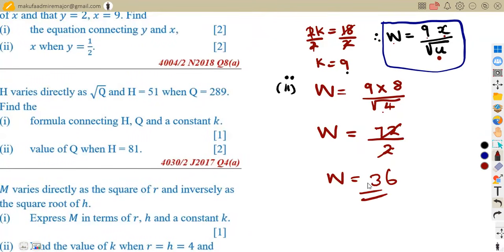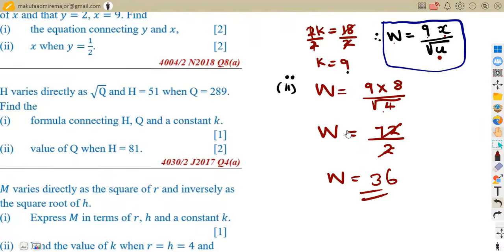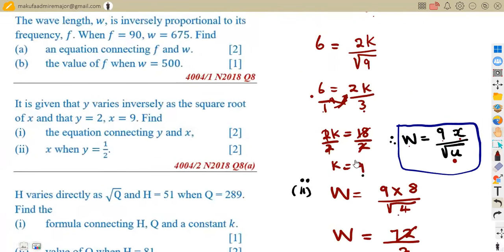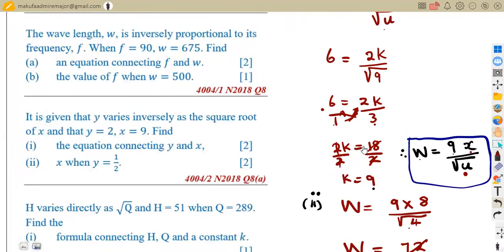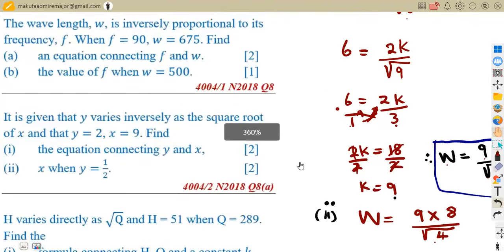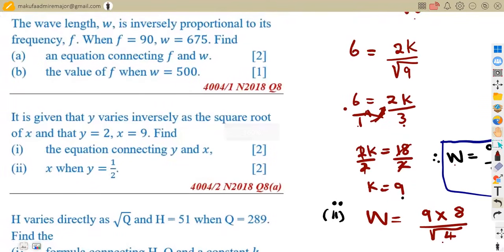All right, so that is the value of w that you're going to have. If you wanted to use plus or minus, I'm not saying it's wrong. You can use the plus or minus. It's not that important under variation. All right, so let us check the other part of our question.